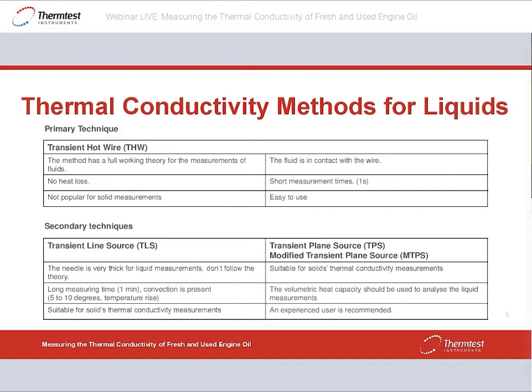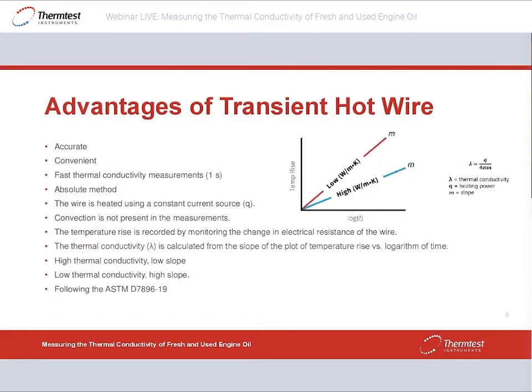Another method, the transient plane source, is suitable for solids, but it's also a complicated method, so an experienced user is needed. And also for measurements of liquids, the user needs to know the volumetric heat capacity in order to get accurate results.